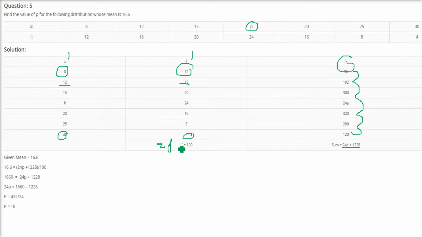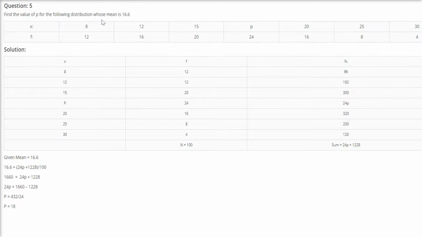And what is the f? Sigma f, this will be 100. So 24p plus 1228 divided by 100 gives you 16.6, because the mean is given. So we solve for p, we get p equal to 18.